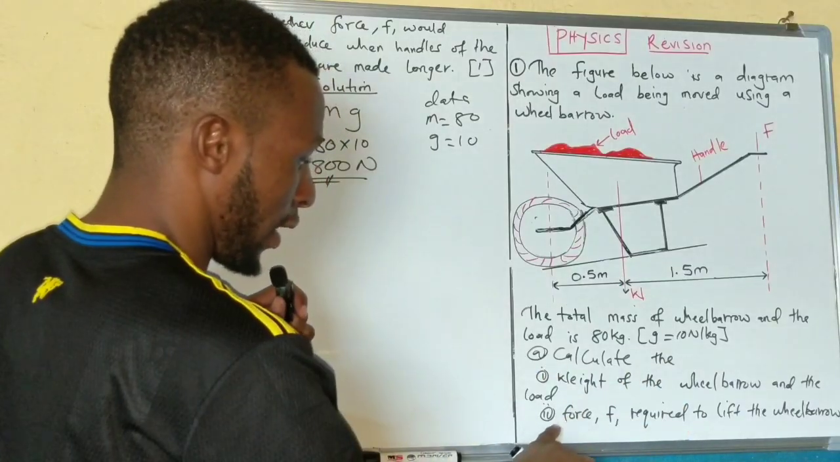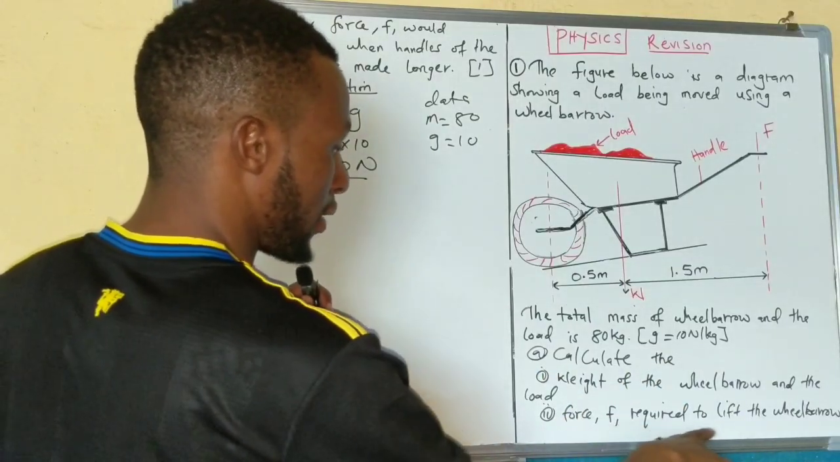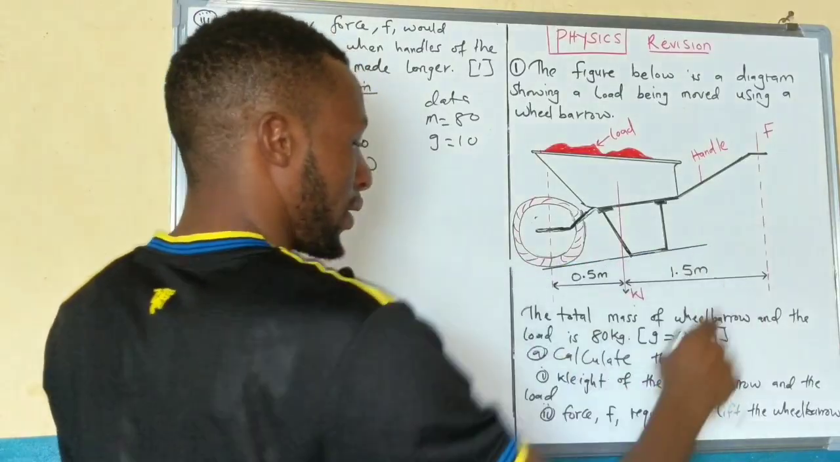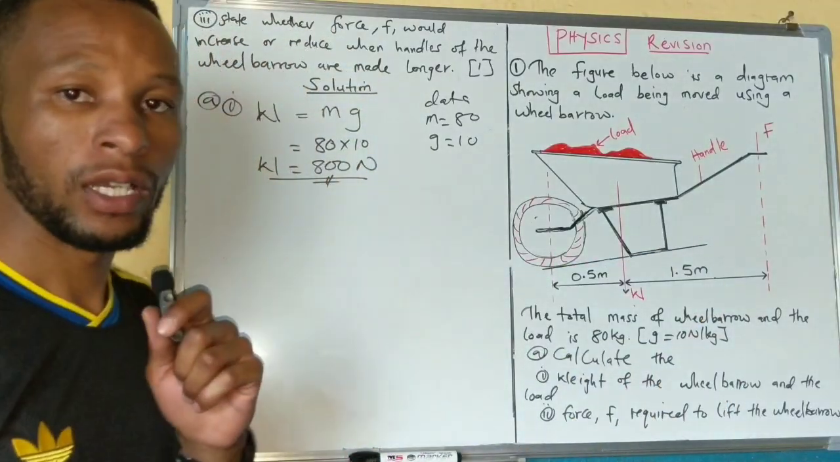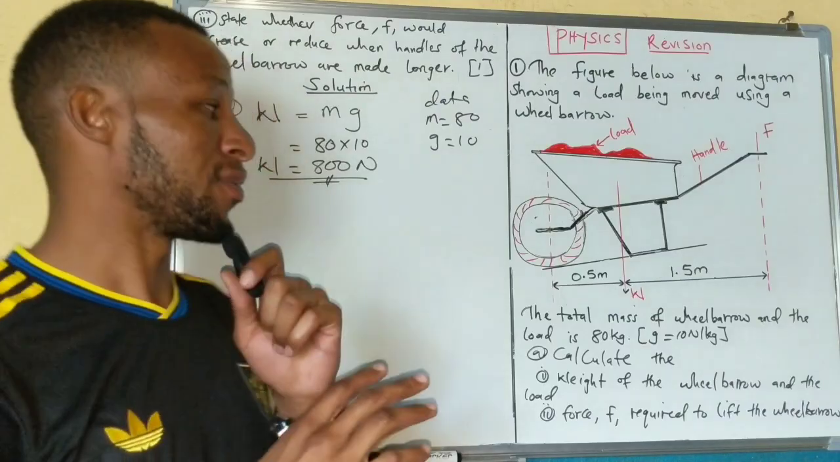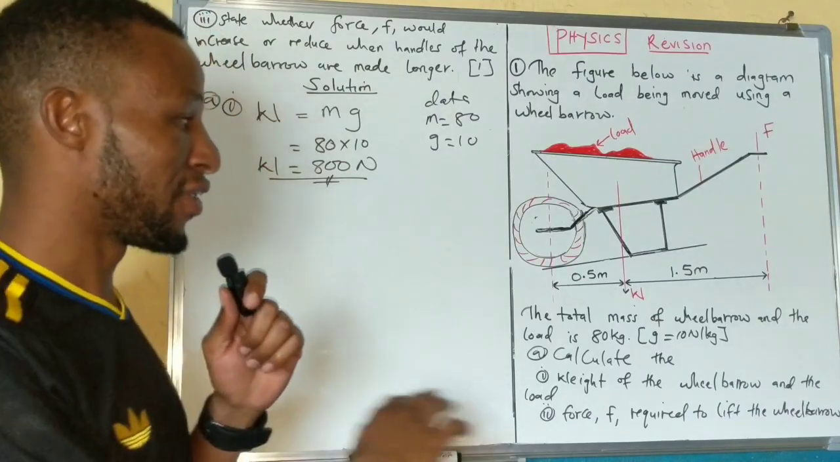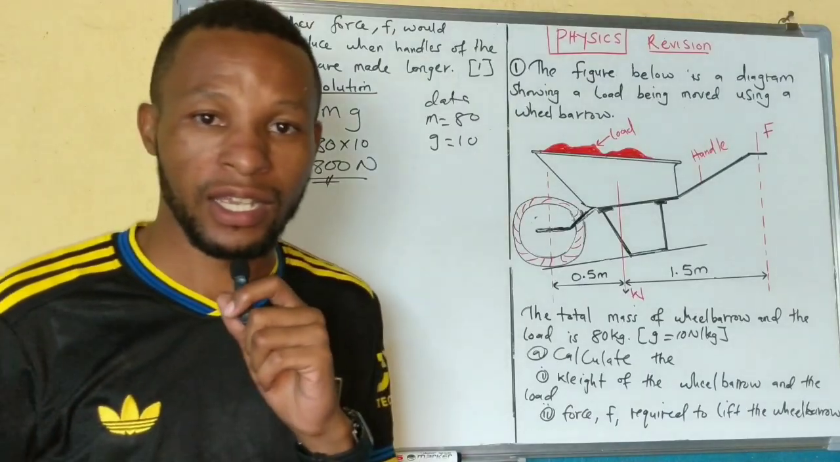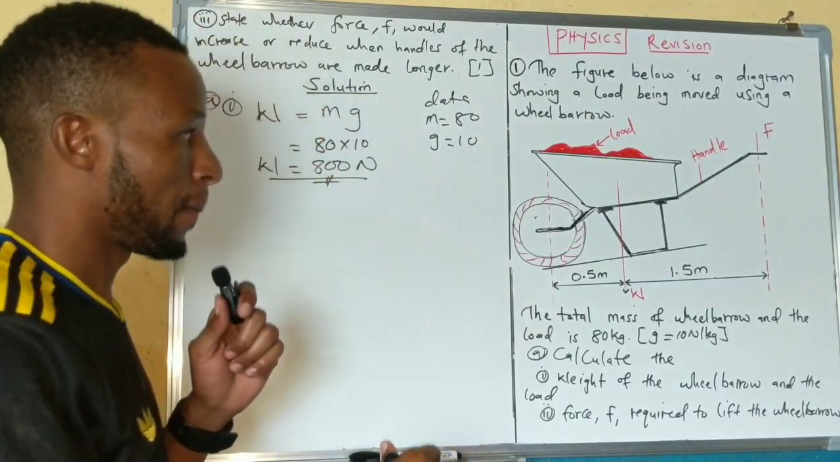Then calculate the force F required to lift the wheelbarrow. This is the force F here, required to lift the wheelbarrow. Okay, now that is where learners make mistakes. It's a very simple question now. This is an application of moments in this case. So how do we apply moments here?